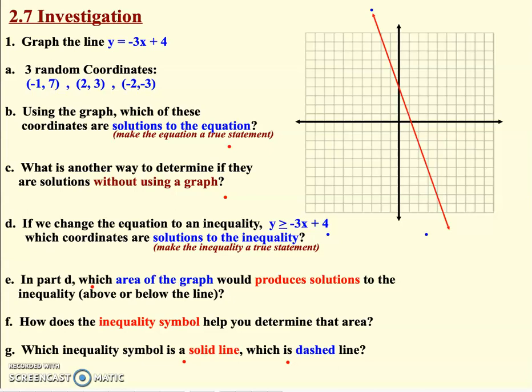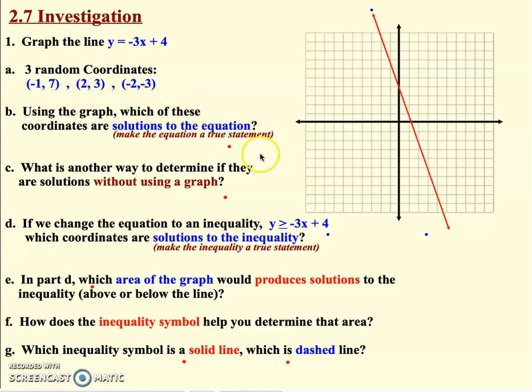So as some reminders, we need to start a little bit of investigation or discussion about solutions. I've got an equation of a line, y equals mx plus b, negative 3x plus 4. It's graphed right here. We've got 3 random coordinates. We're trying to check out some ideas about solutions or not. So using the graph, which of these coordinates is a solution to the equation?